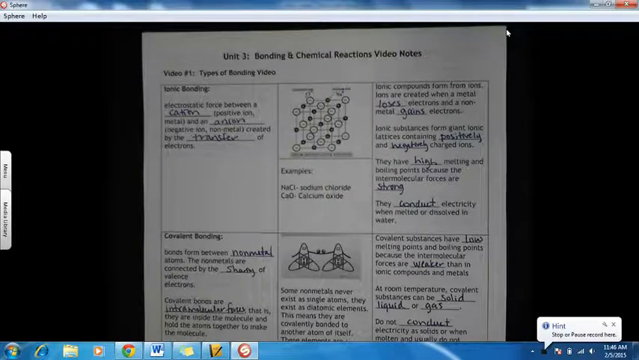Alright, so today we're going to talk about types of bonding. There are three types of bonding: ionic, covalent, and metallic. So first we're going to talk about ionic.